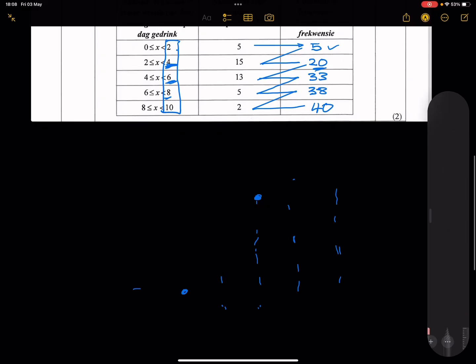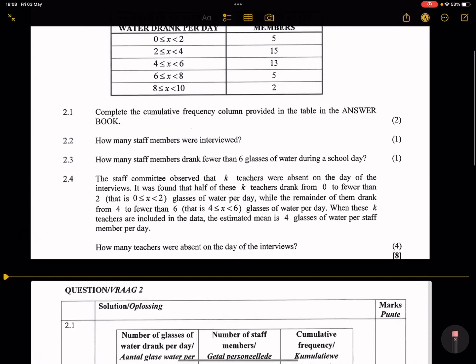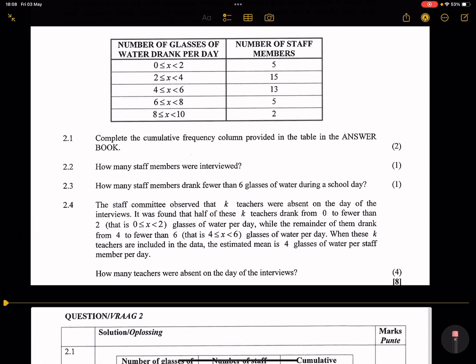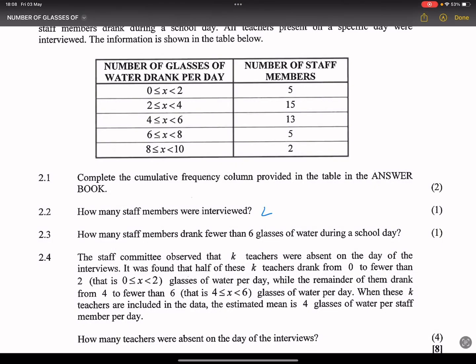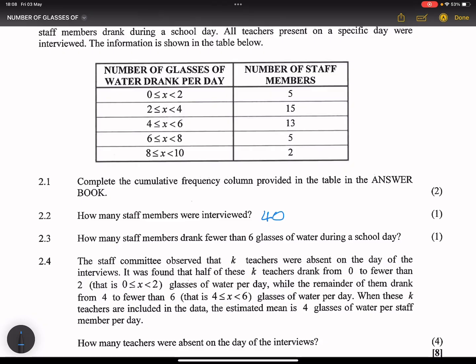Right, so they said to us, how many staff members were interviewed? And we know that very well from our cumulative frequency. We found out that it is 40. How you can always get that as well is that you just take the sum of all of that. That should give you the number of staff members.